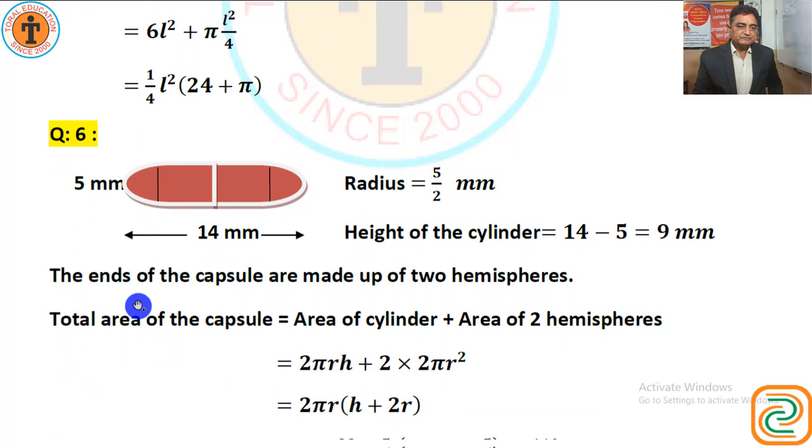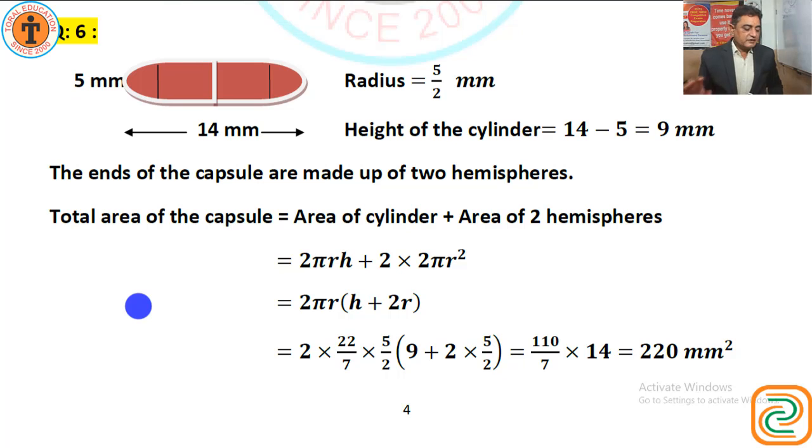Question number 6. Here it is. A medicine capsule is in the shape of a cylinder with 2 hemispheres stuck to each of its ends. Look at the figure. Here it is a hemisphere and this one is another hemisphere. This is in the shape of a cylinder. The length of the entire capsule is 14 millimeter. And the diameter of the capsule is 5 millimeter. So here it will be the radius and here will be the radius.